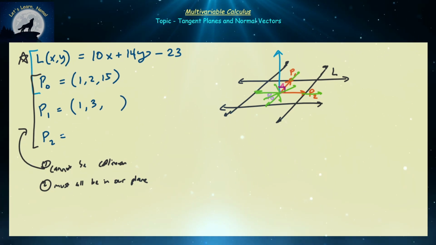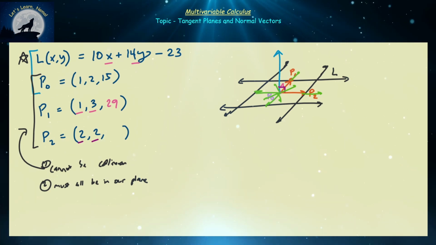And then for P2, we're going to increment our x, keep our y value the same, and then we're going to have some associated z value. So you're going to take these values, 1, 3, and put them in, and then do 10 times 1 plus 14 times 3 and subtract 23, and then you're going to get some value, and in this case you're going to get 29. And similar for your P2 that you've selected, 10 times 2 plus 14 times 2 minus 23, you're going to get some value here, and in this case for this particular point, this is 25.